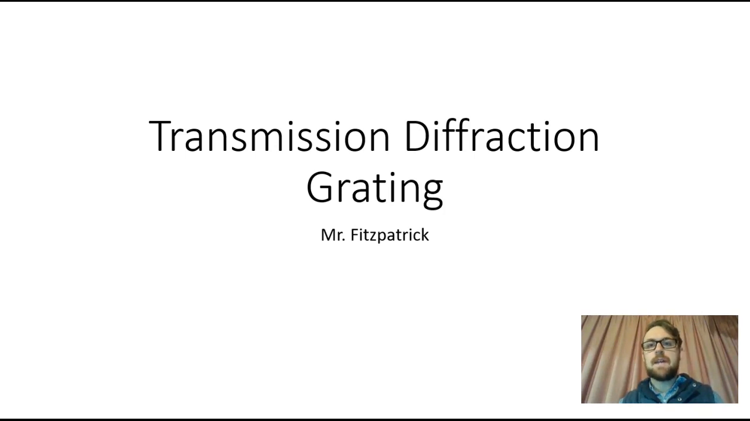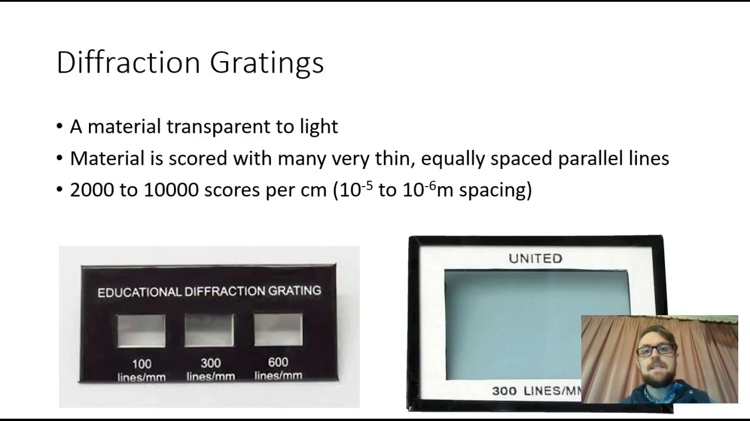Hi, so today we're going to have a look at transmission diffraction gratings, which lead on very well from Young's double slit. So what are diffraction gratings? Basically, they're a material that's transparent to light, so light can pass through them, and they've got very many vertical, thin, equally spaced parallel lines. Okay, so it's like the double slit.